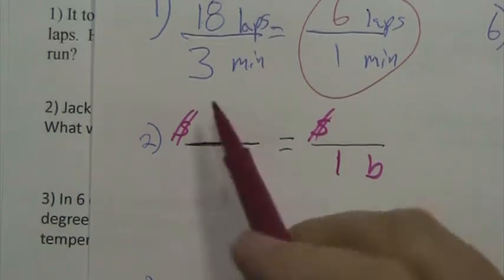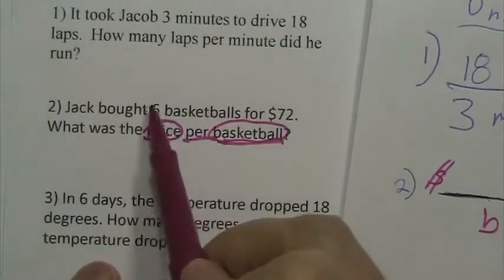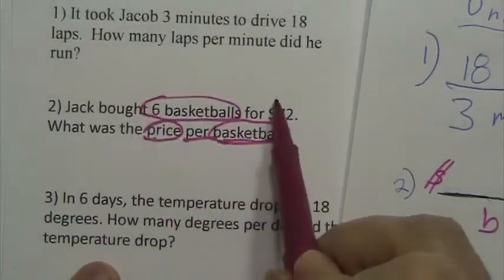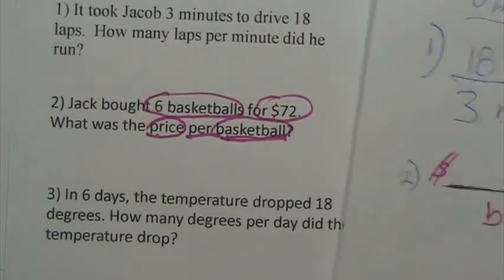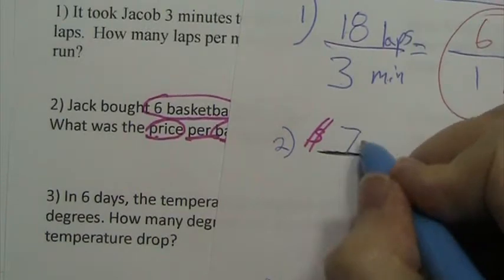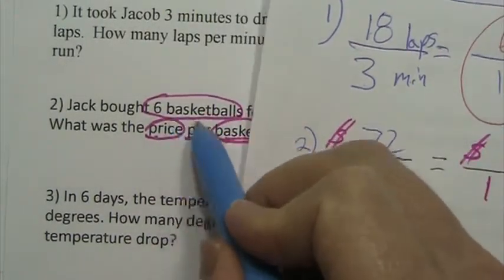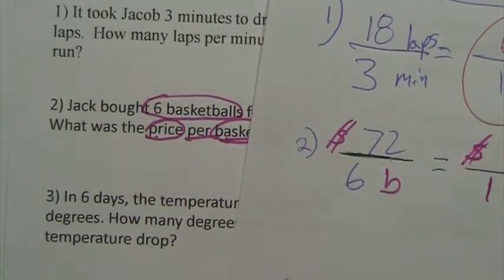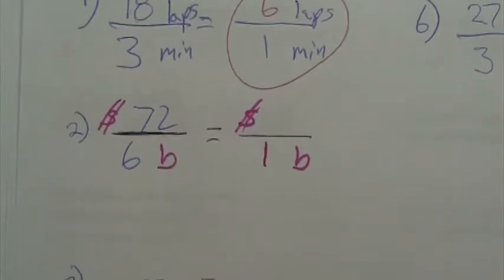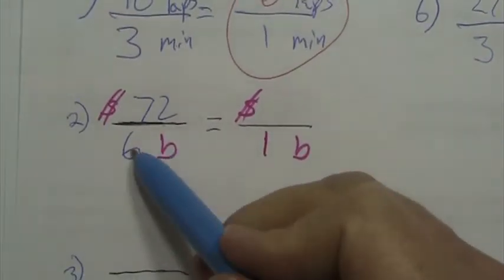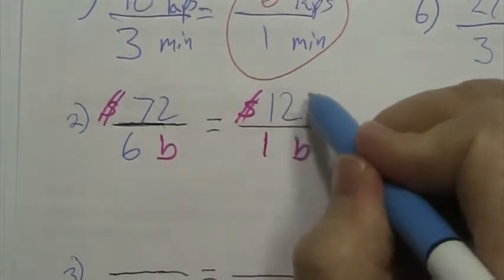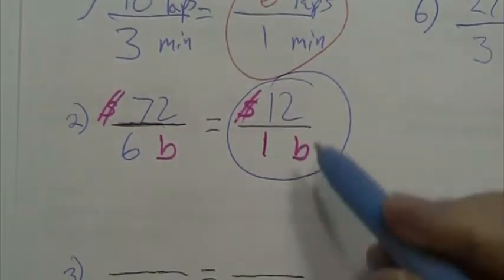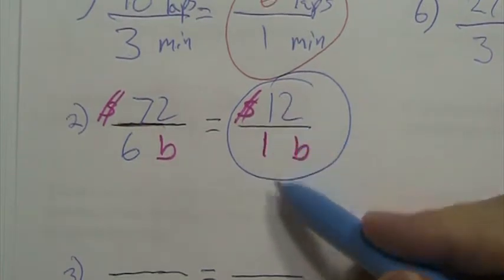Well, what information do we know? It says he bought 6 basketballs for $72. 72 is the dollars right there, and 6 is for the basketballs. So that is what we're solving. So 72 divided by 6, 6 goes into 72 12 times. It's $12 per basketball.